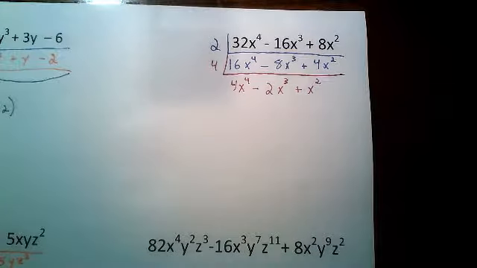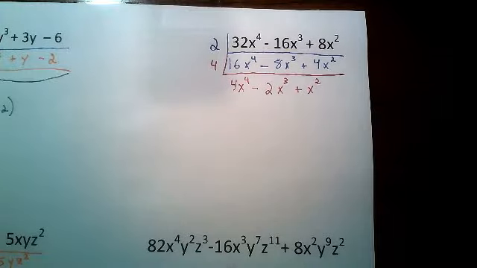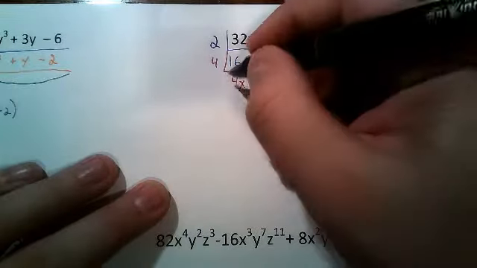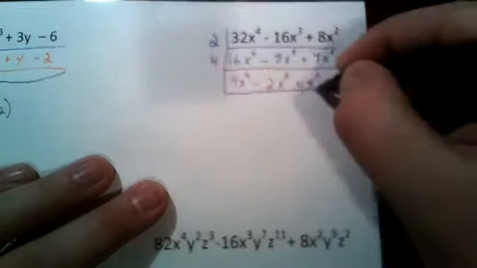Then I keep going. So do I have any more numbers that I can take out? No, I don't. Okay. So what's next? What do we look for? Well, we look for variables. So I've got, they all have an x in common, so let's take out an x.